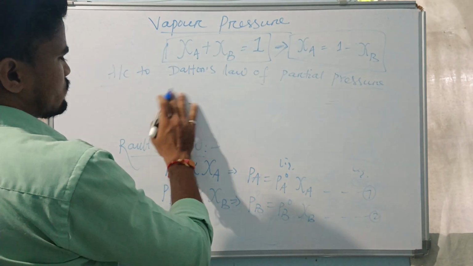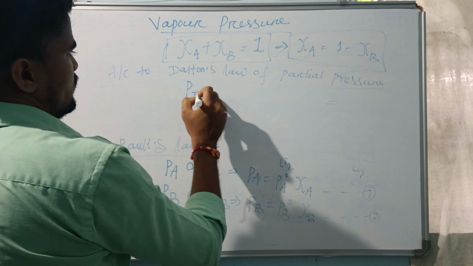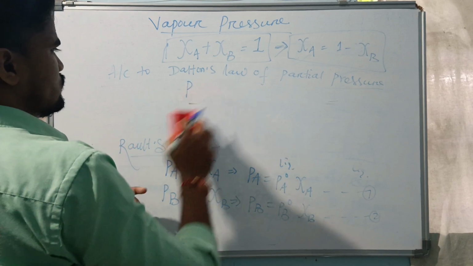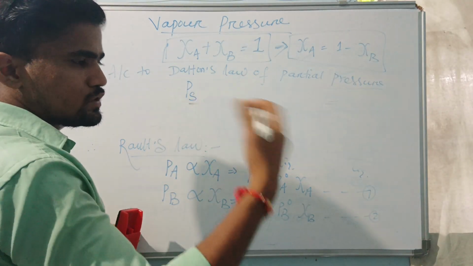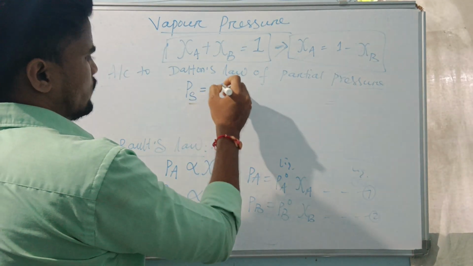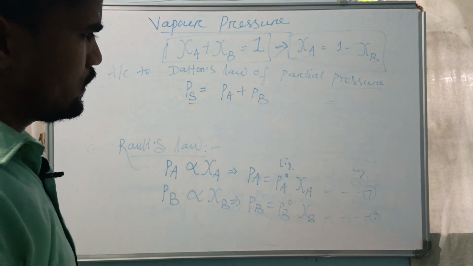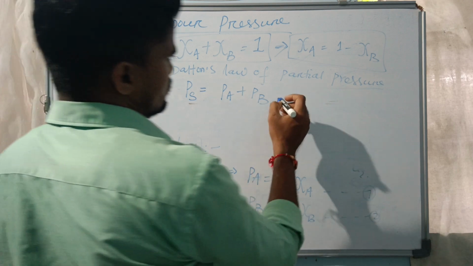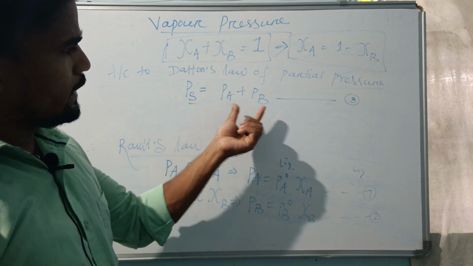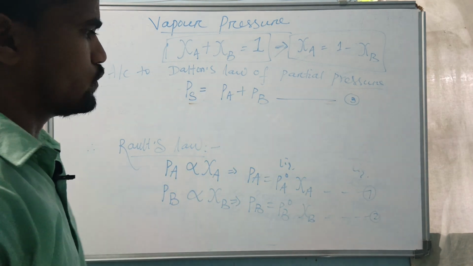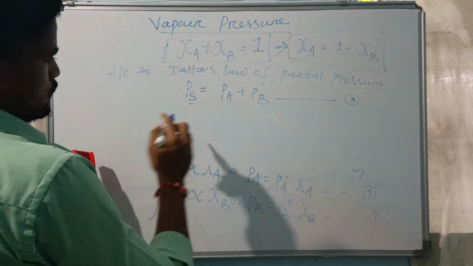That means P total or P solution, we can write as PS. So PS means P solution, the pressure of that solution. Total pressure means the pressure of that solution. So it is equal to PA plus PB, right? So this is equation 3. Now we have to put the values of PA and PB from equations 1 and 2.